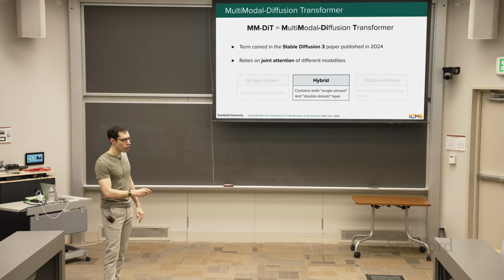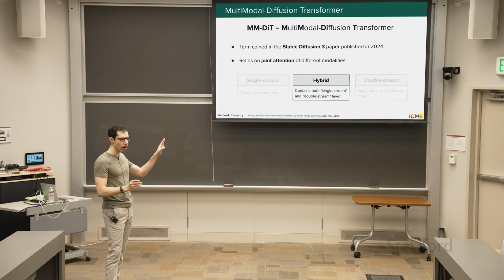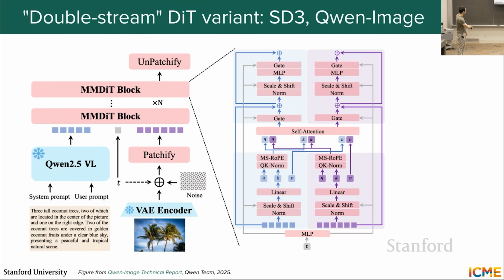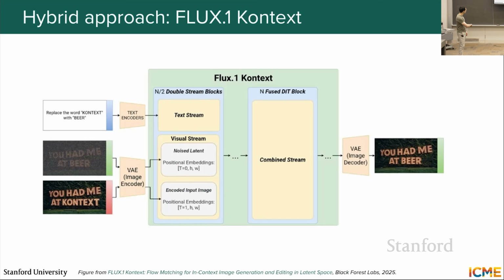So the state-of-the-art models that you would see nowadays, they actually are relying on this architecture. So I'm going to just mention a double stream MM-DiT. This one is Qwen-Image, for those of you who have heard of it. Then you have Z-Image as an example of a single stream, so here, treating everything as one. And then for those of you who have heard of it, Flux One Context is actually doing a bit of both.